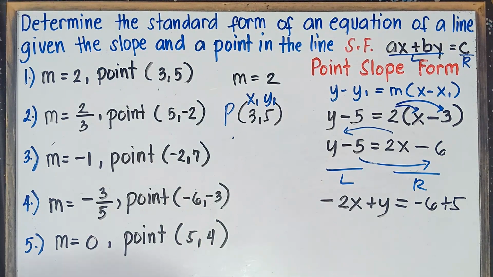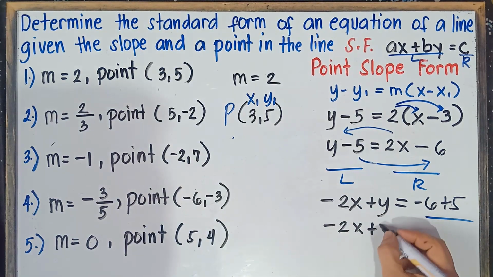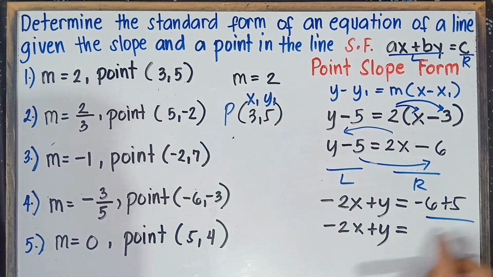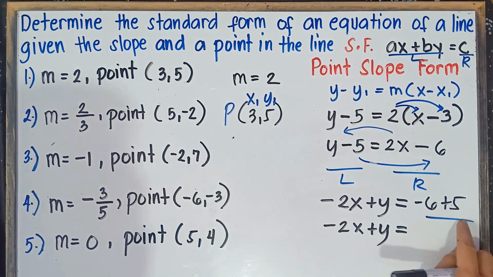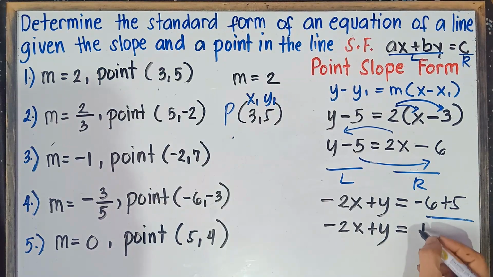Alright, almost done, class. Combine this one. So copy negative 2x, copy positive y, copy equal sign, combine this one, negative 6 plus 5, unlike signs, subtract, 6 minus 5 is 1. Now 6 is greater than 5, so we copy the sign of 6, that would be negative 1.